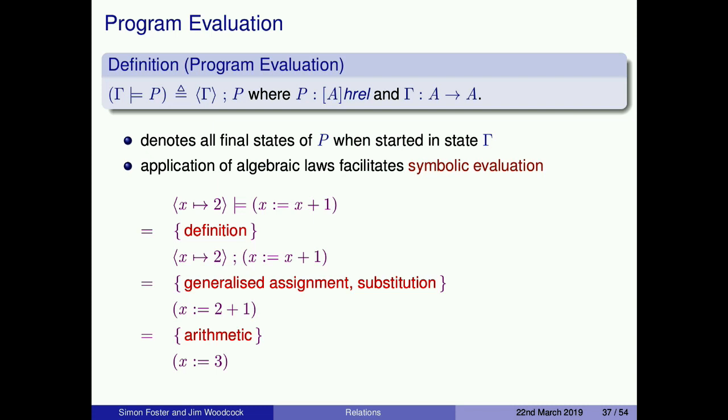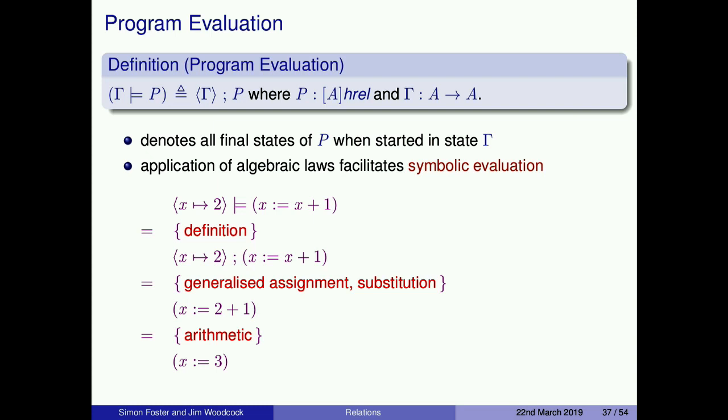So then how do we do operational semantics? Well, it actually turns out now to be quite easy. Because typically in operational semantics, you want to be able to write down these kinds of things. So the evaluation of program P under context gamma, we can simply denote this as sequential composition. So we take our evaluation context, we turn it into an assignment, we pre-compose it with our program P. So this denotes all final states of P when started in a state gamma.